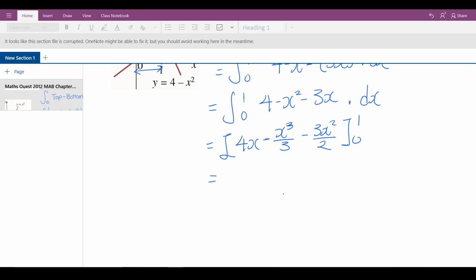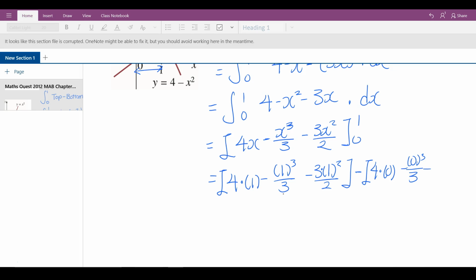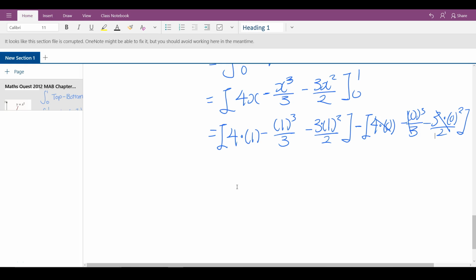So we sub that 1 in, so 4 multiplied by 1 minus 1 cubed on 3 minus 3 multiplied by 1 squared on 2, minus 4 multiplied by 0 minus 0 cubed over 3 minus 3 multiplied by 0 squared over 2. Alright, so it's got a 0 and multiply, 0 and divide, 0 and divide. Yep, so they all become 0. Boom, boom, boom. Yeah, I don't know what that song is, but you know what I mean.